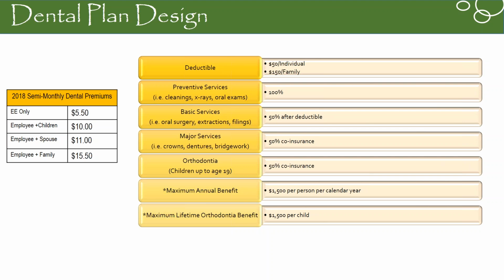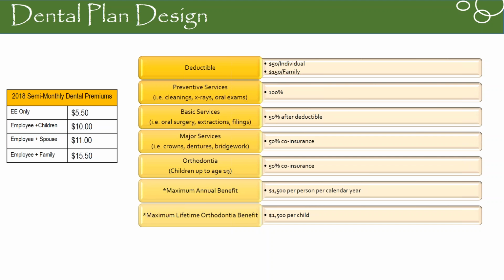Major services is still 50%, for crowns, dentures, and bridge work, 50% after your coinsurance. Orthodontists, 50% coinsurance. And it's up to the children of the age of 19. There's an annual maximum benefit, $1,500 per person per calendar year. And there's a maximum lifetime orthodontia benefit per child of $1,500 per year.